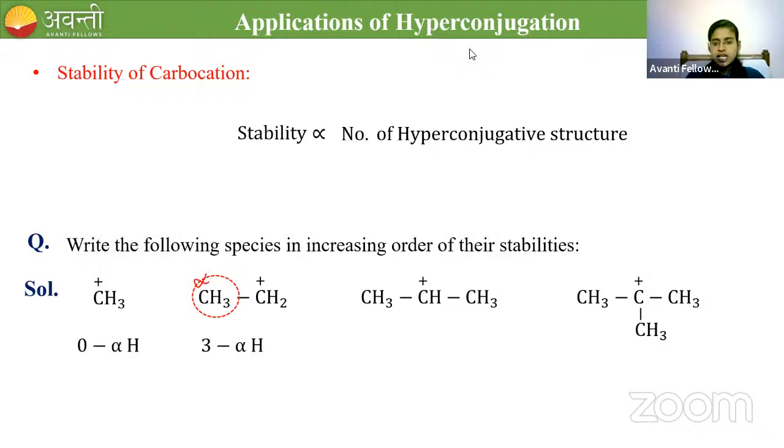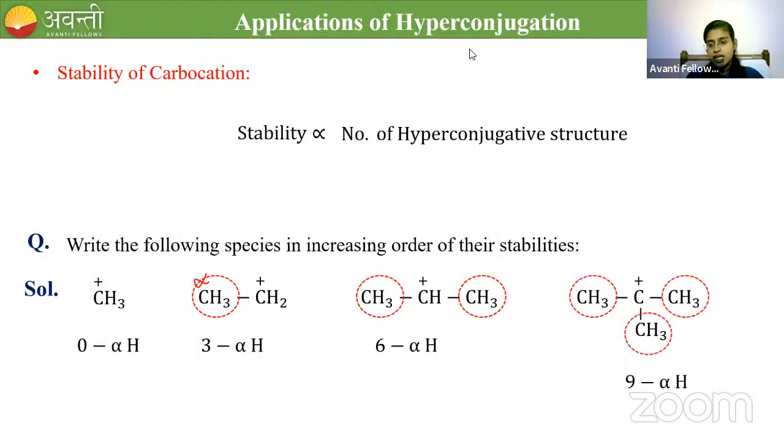In the secondary carbocation, we have 2 alkyl groups, so there are 2 alpha carbons and 6 alpha hydrogens. In the tertiary system, the last compound, we have 3 alkyl groups, so there are 9 alpha hydrogens. If the number of alpha hydrogens is more, the number of hyperconjugative structures is more, and the stability will also be more.